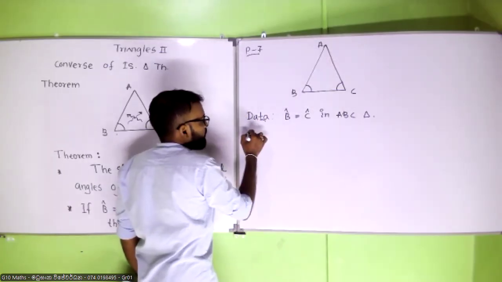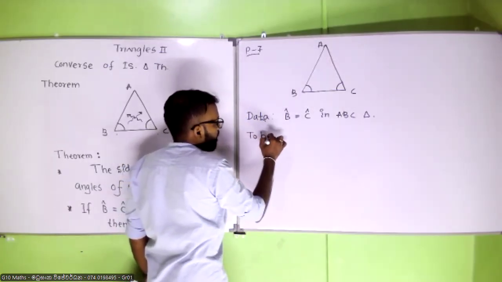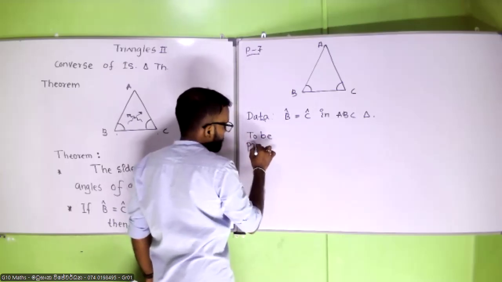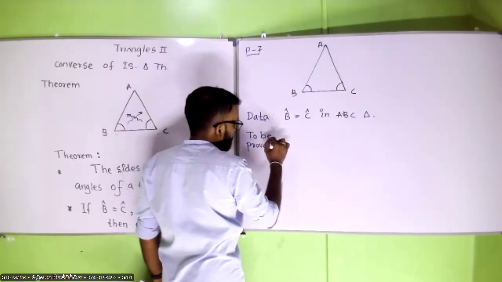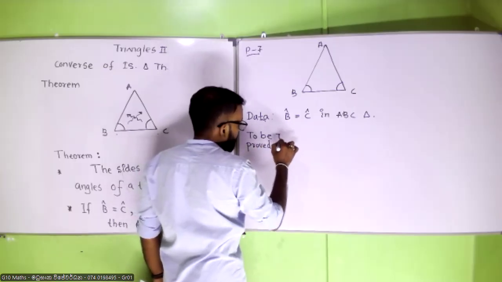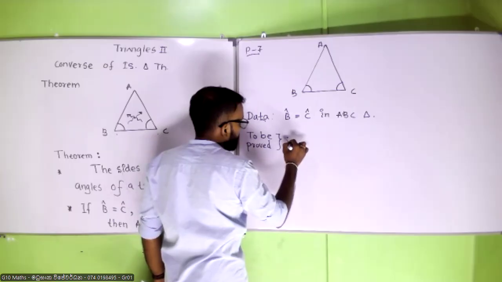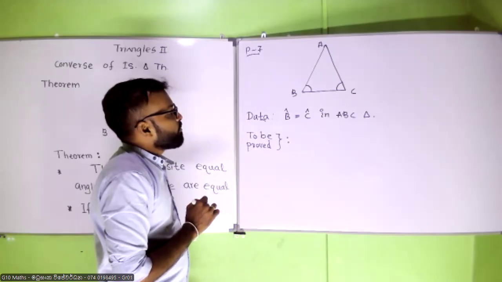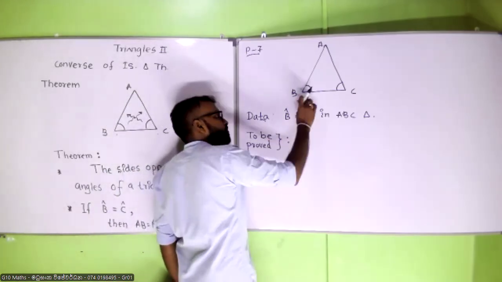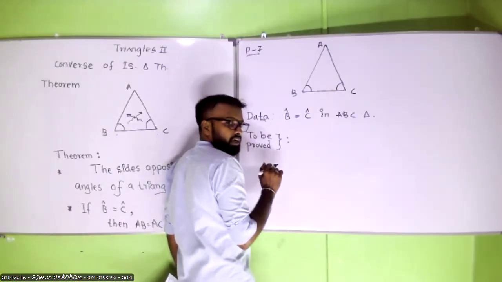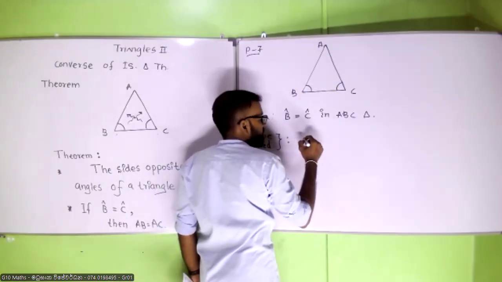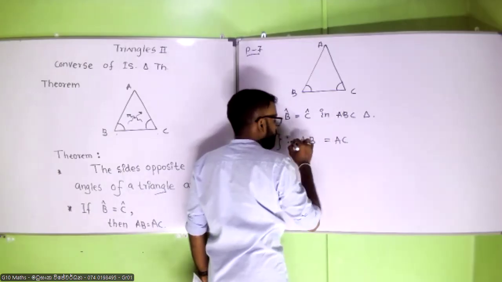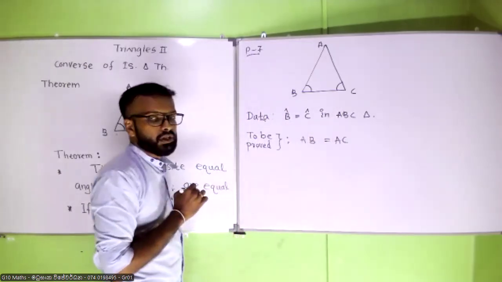Then what is to be proved? What is to be proved is, I have been given B equals C, and I am going to show that AB equals AC. Right? AB equals AC. So this is what I am going to show by the converse theorem.